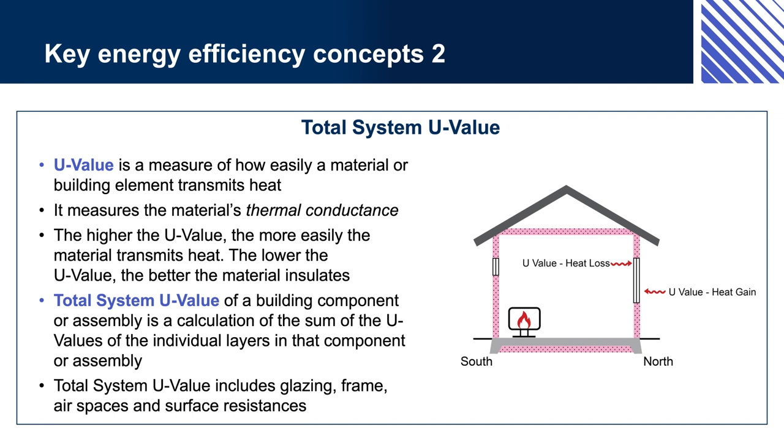U values are calculated for any type of windows, including those in walls and roofs and ceilings. The NCC defines the total system U value of a building component or assembly. This is a calculation of the sum of the U values of the individual component layers in a composite material or assembly. The calculation includes any glazing, the frame, any insulating material in the frame, thermal breaks or air spaces between the inside and outside, any gases used, e.g. argon between double glazed windows, and associated surface resistances.